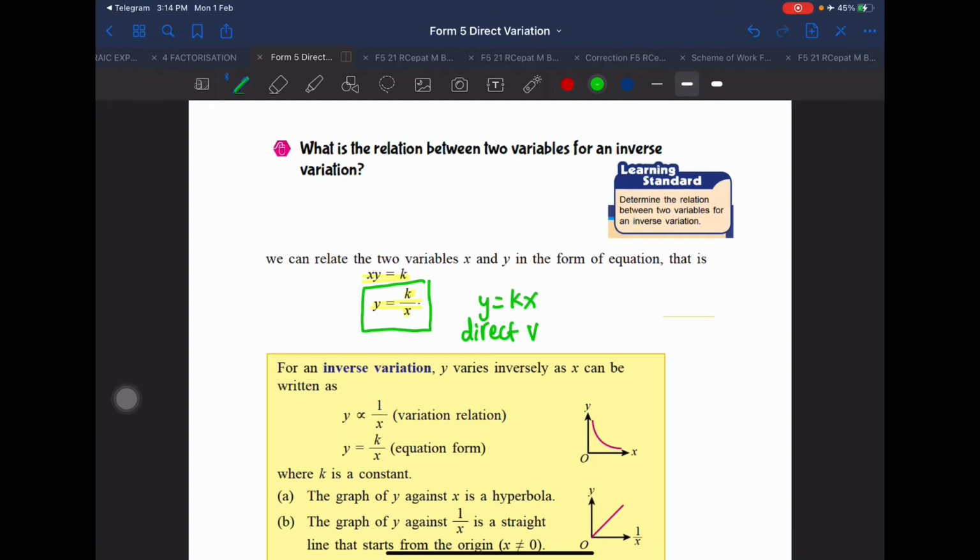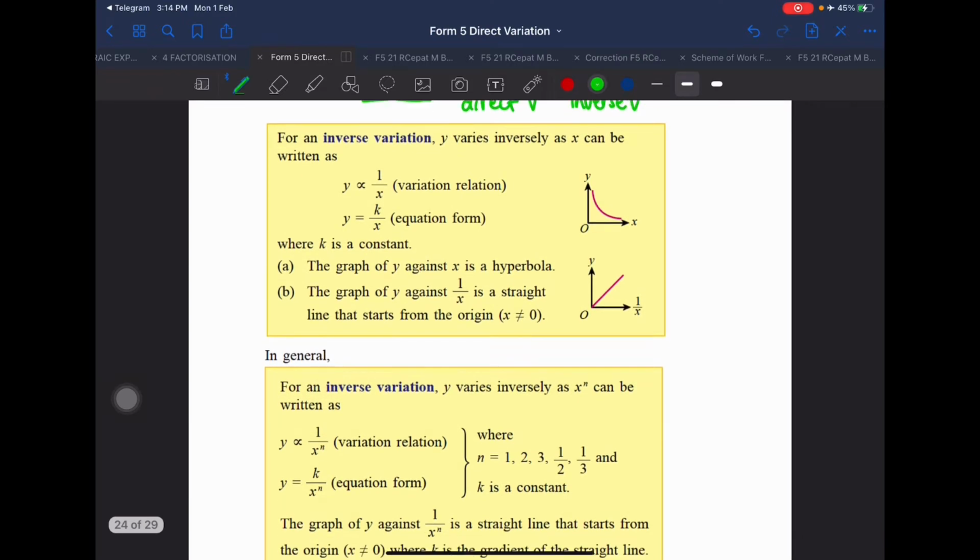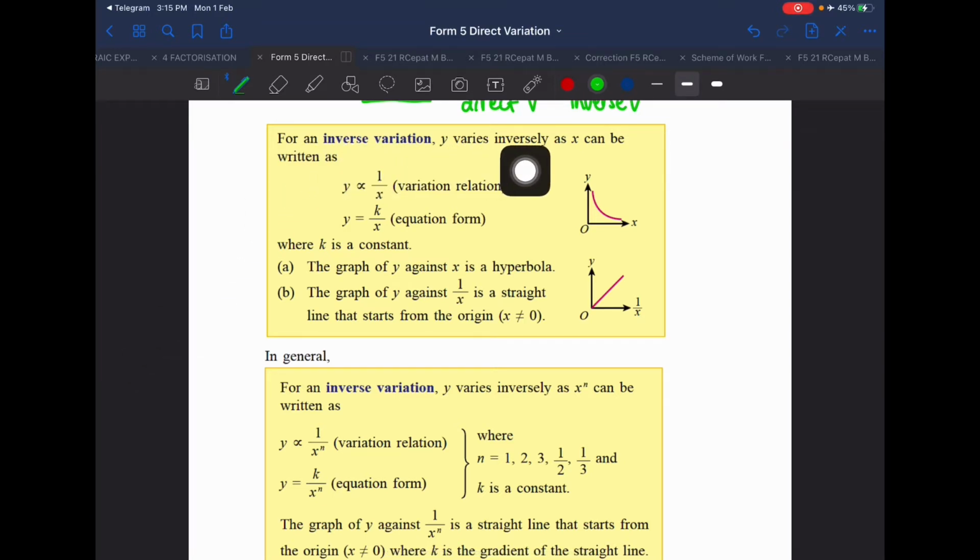Now add in one more. For inverse variation, you have y is equal to k over x. You see the x is going to the bottom of the fraction because it is inverse. Now look at this yellow box. For an inverse variation, y varies inversely as x can be written as this, the variation form. When you convert it to equation form, just like the previous class, you change these symbols to equal and then you add in k, where k is a constant.